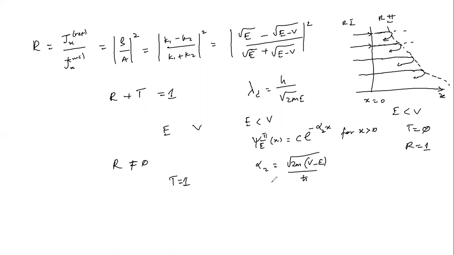So if there's another interface, now let's assume there's another boundary here separating region 2 from another region 3, such that the potentials of region 1 and region 3 are equal, such that V2 is greater than E, which is greater than this. Now, if we have something like this, we can therefore reposition this. So let's assume we have something like this.